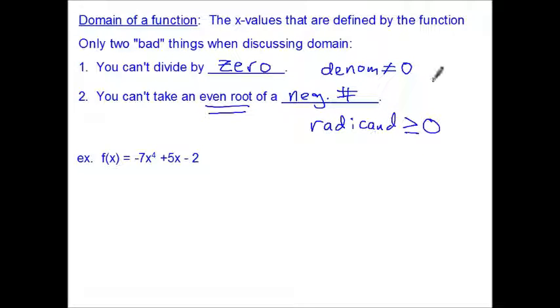Now, one important distinction here is when we're talking about the denominator not equal to 0, what we're finding is the bad values that we have to throw out. When we do this, the radicand greater than or equal to 0, what we're doing is finding the good values.